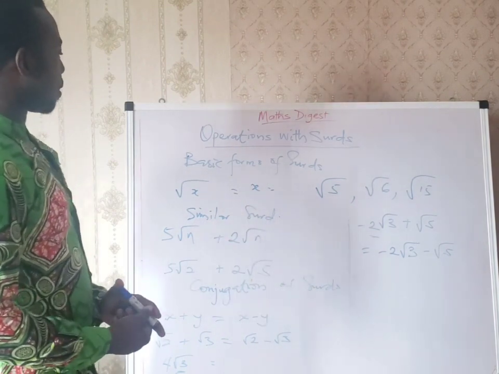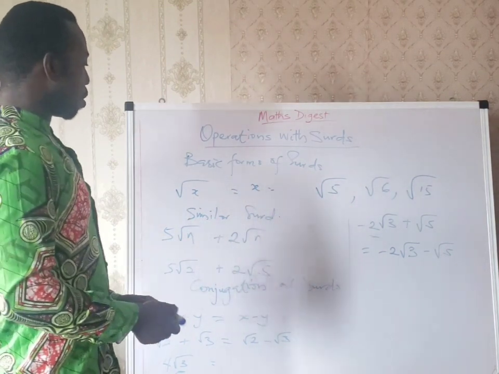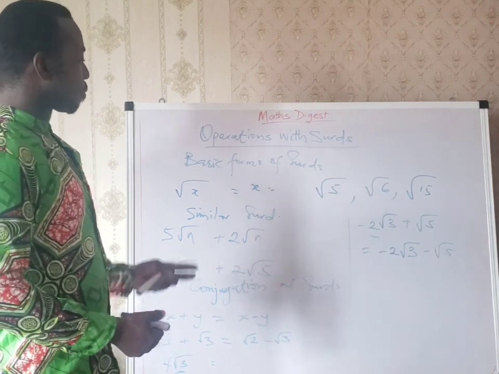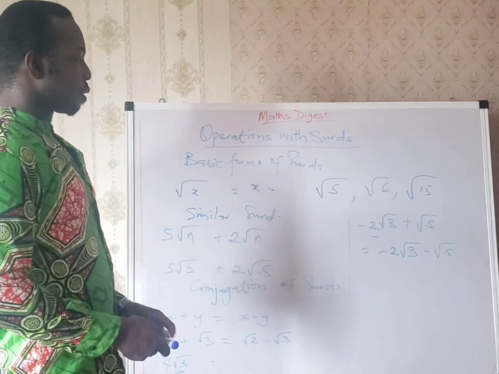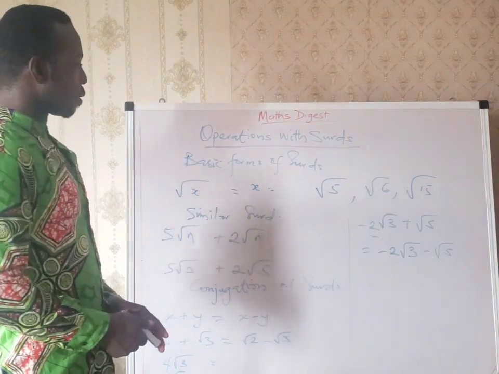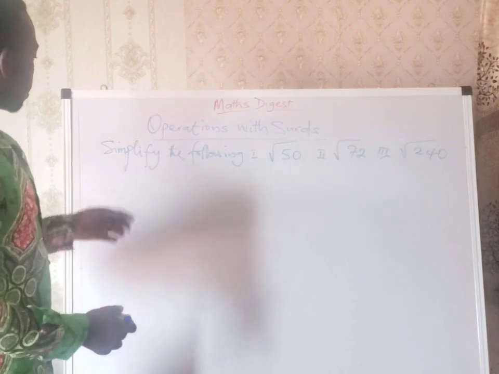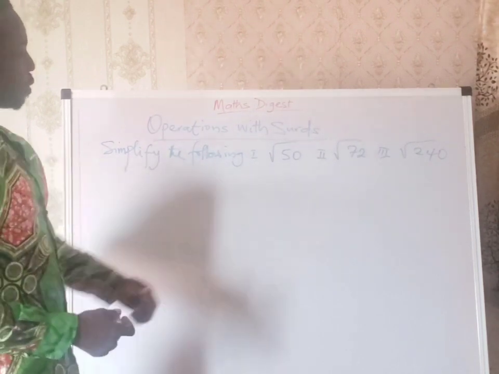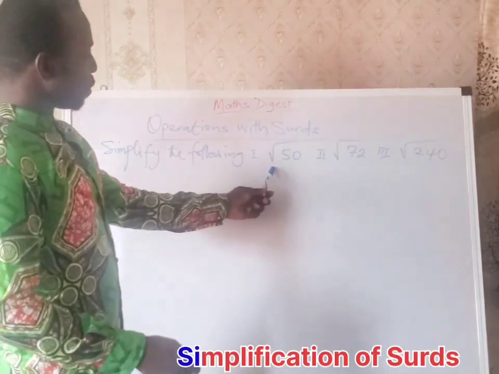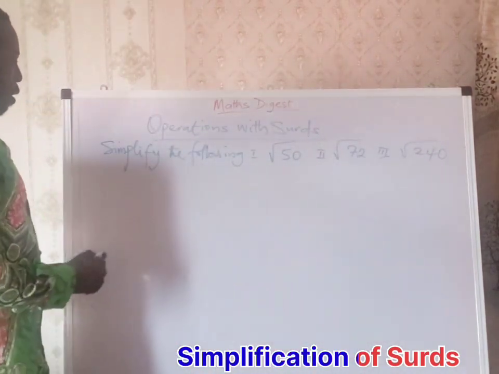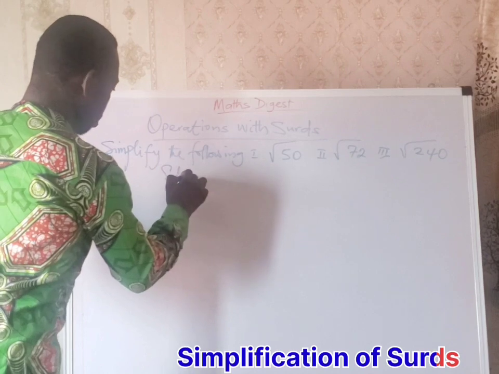Now we're going to show you more, maybe we'll simplify surds so that we can digest more on that. Let's prepare the board. All right, so quickly we have this example. Simplify the following: we have root 50, we have root 72, we have root 240. Now, solution.